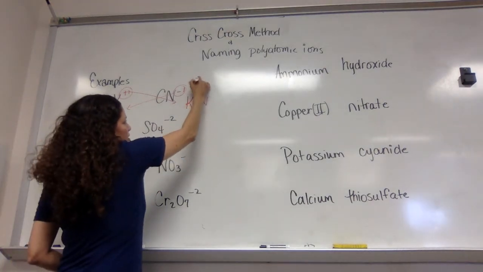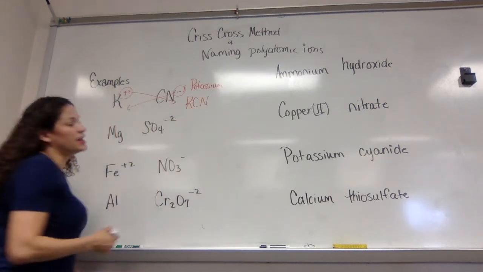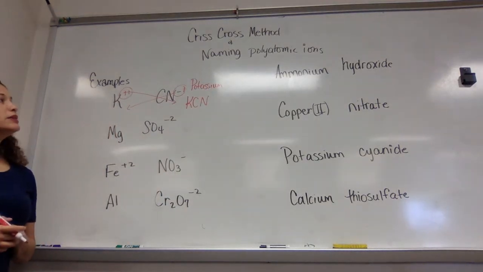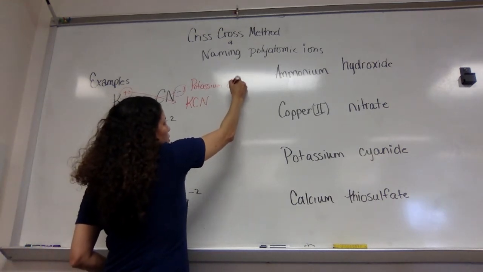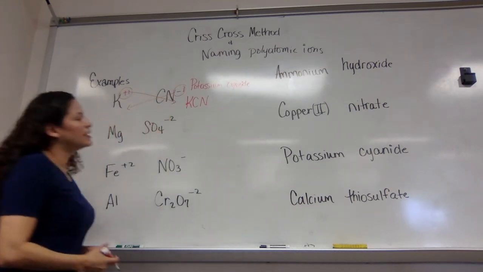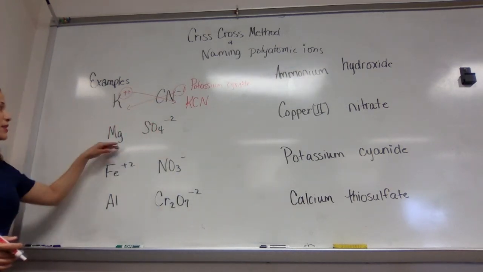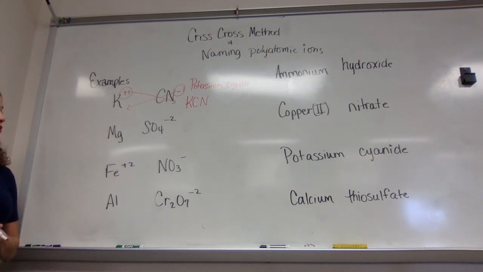To name him, the K, once again, you should know your periodic table, your names. K stands for potassium. And your CN is going to be a polyatomic ion. You don't have to do anything fancy to his name. You're going to go ahead and write out what CN stands for, which is cyanide. And done.